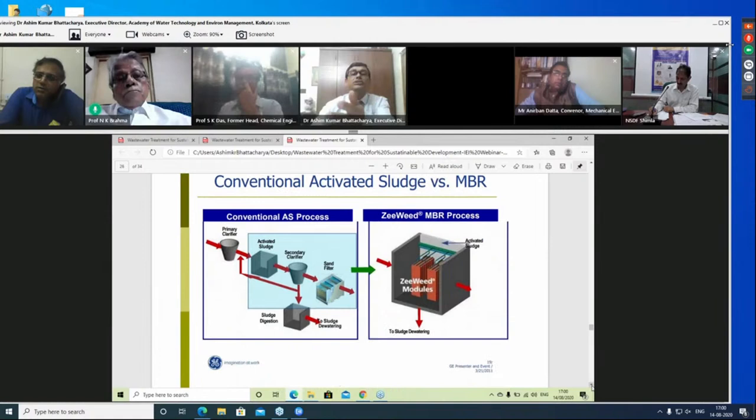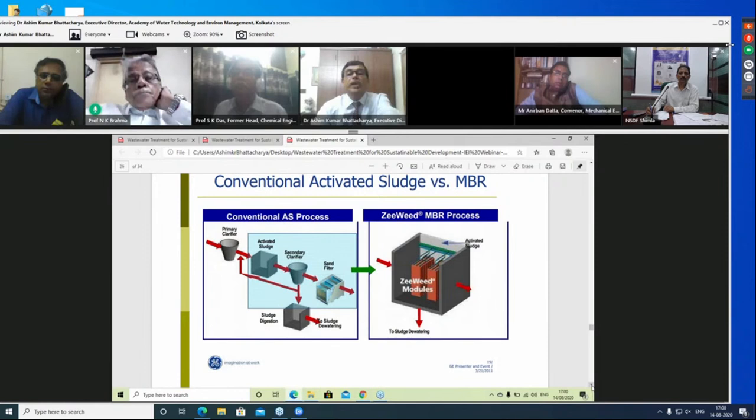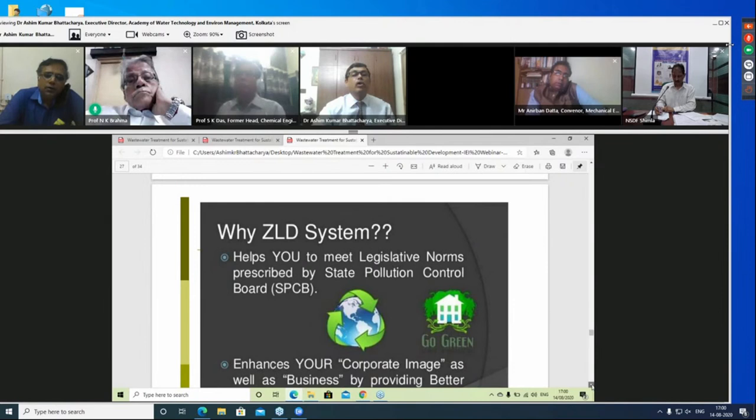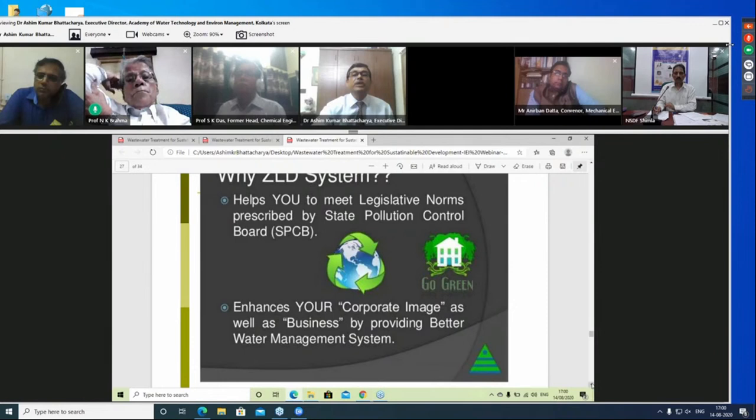You can see the secondary clarifier, sand filter, and everything you can replace with a ZLD. This is patented. So like a ZLD system, it helps you meet the legislative norms prescribed by the State Pollution Control Board, and it also enhances your corporate image, because a pharma company or any food processing industry that is going to export goes for ZLD; otherwise it may not work in today's world.